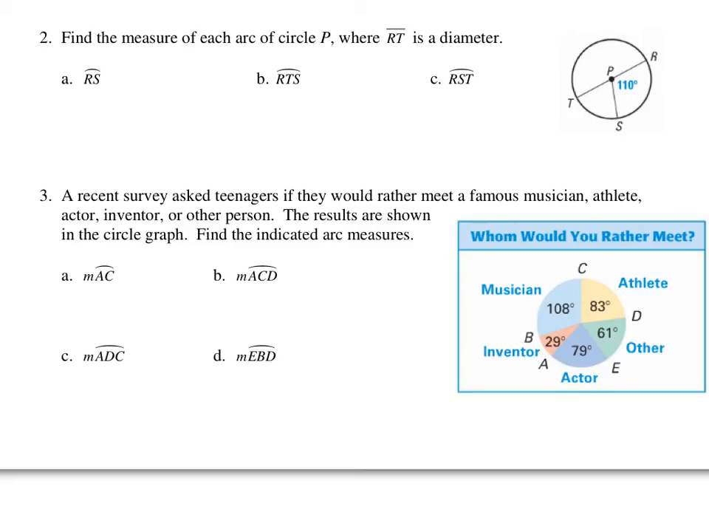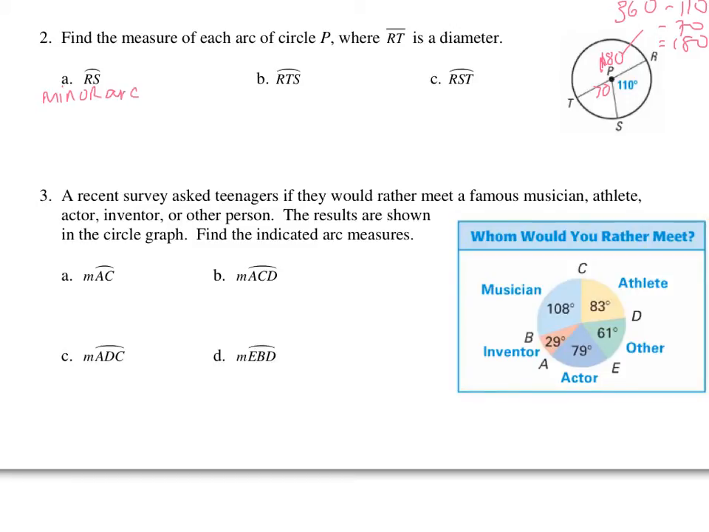So for number 2, we need to find the measure of each arc of the circle, and RT is the diameter. That means that if our 110 is right here, we know the whole thing across needs to be 180 degrees. So I know that this missing piece has to be 70 degrees right there. So we want to fill that in. Then because it needs to add up to be 360, I can take 360 and subtract my 110 and subtract the 70, and I get 180. So this whole side over here is going to be 180 degrees as well. Okay, so if I want to find the RS, notice that that's going to be a minor arc again.